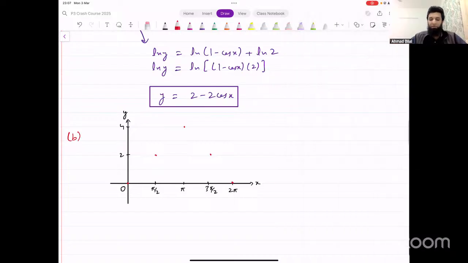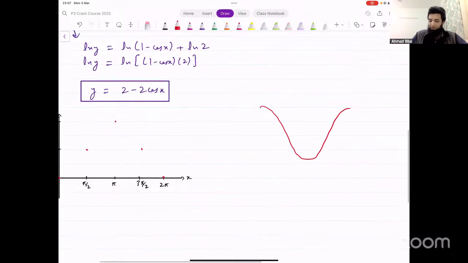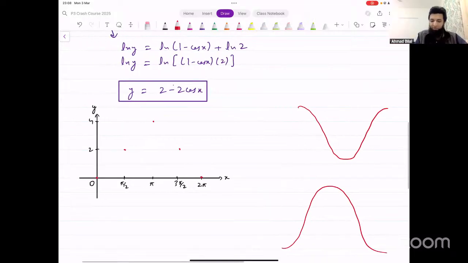Now, you should remember the shape of the cos graph. This is the standard shape of the cos graph. And if it's a reflection, then it just gets flipped and looks like this. So this is a reflection because of this negative sign. So what is the graph going to look like? This is the shape of the graph.